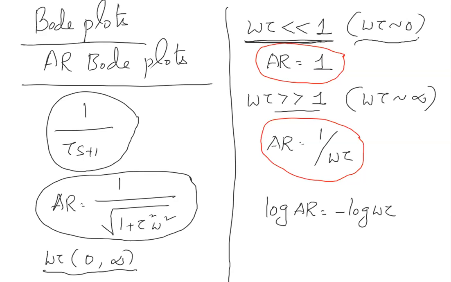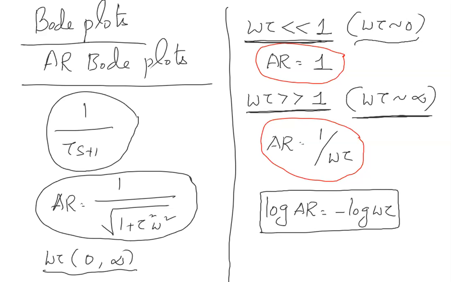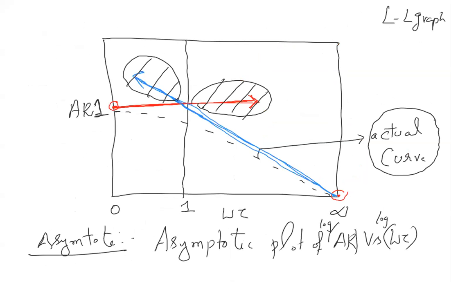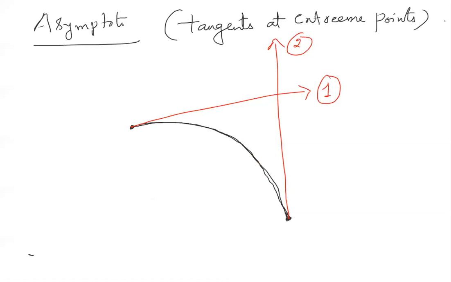When omega tau is greater than 1, so that means omega tau is almost equal to infinity, our amplitude ratio is equal to 1 by omega tau. So our log amplitude ratio is equal to minus log omega tau. Now if you plot a graph of amplitude ratio versus omega tau, then we have understood the concept of asymptotes. Asymptotes are tangents at extreme points.